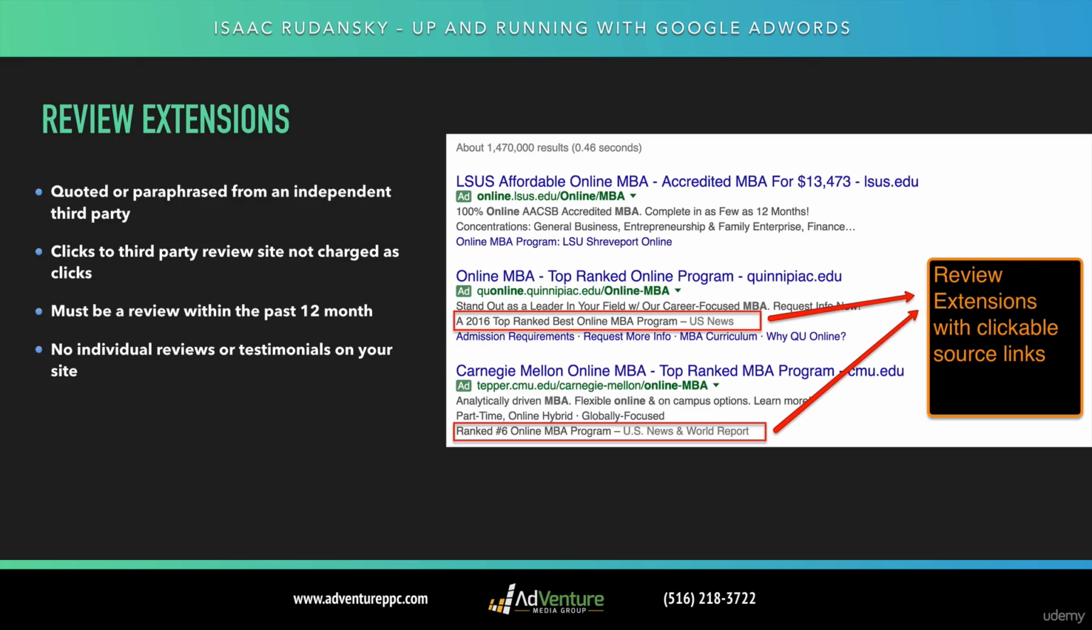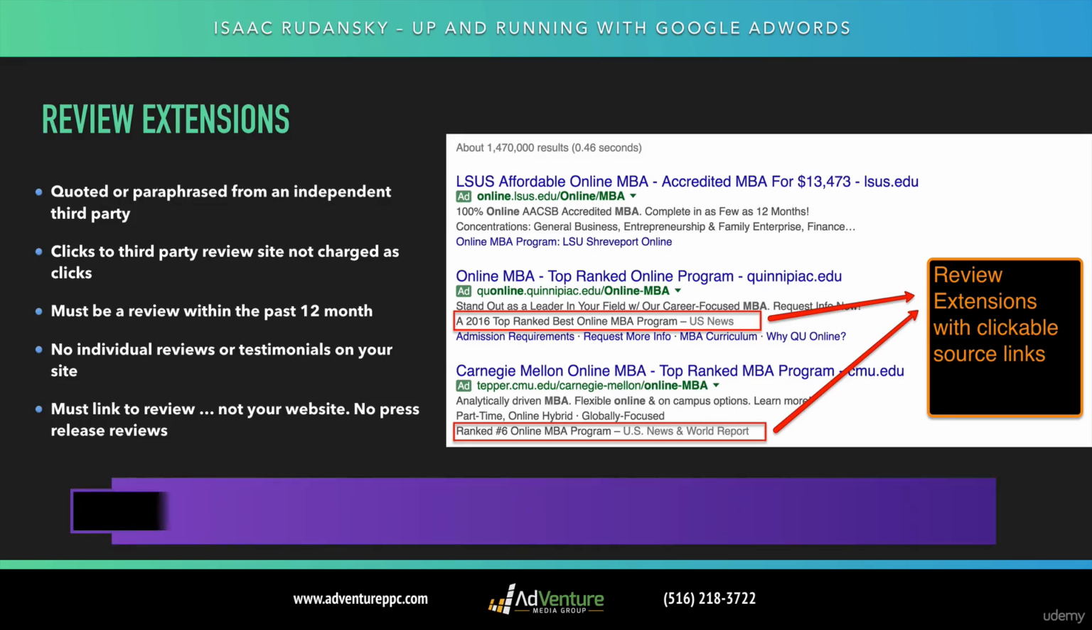The review can't be hosted on your site, that a client wrote in, or a testimonial or from a case study. It has to be from an independent third-party website. The actual review has to link to the review and not to your website, like we just said. But it also can't be any press release reviews. So if you've released a press release, even on a very reputable press release platform, Google will not approve those review extensions.